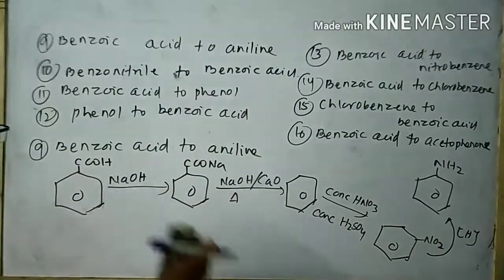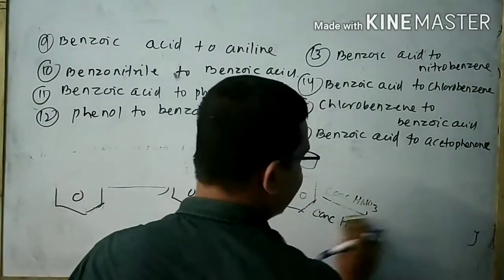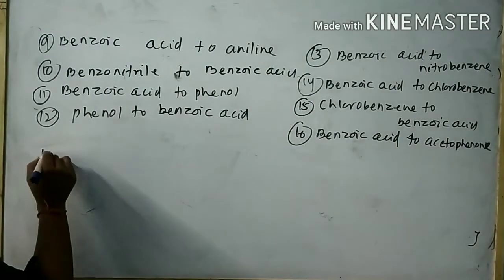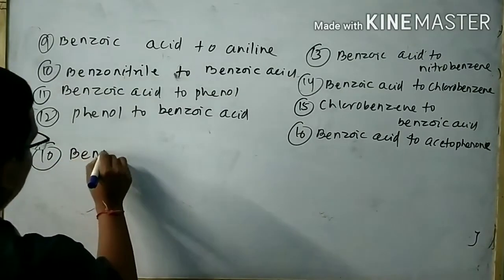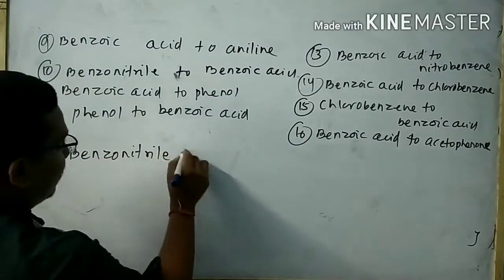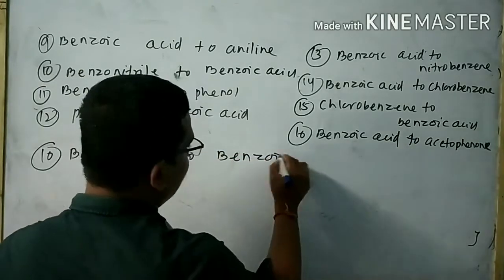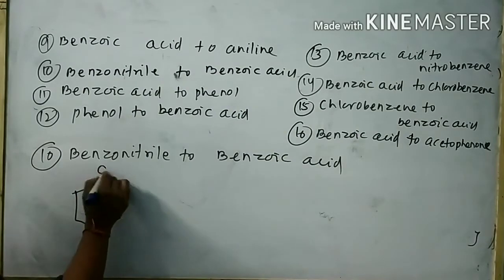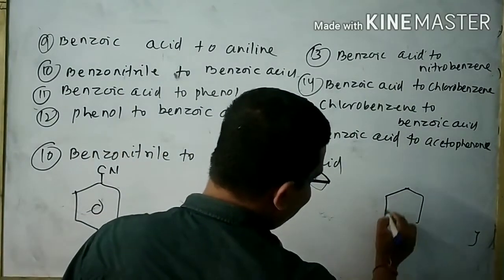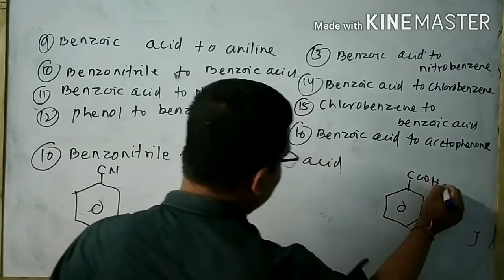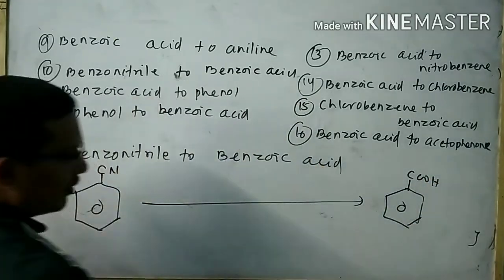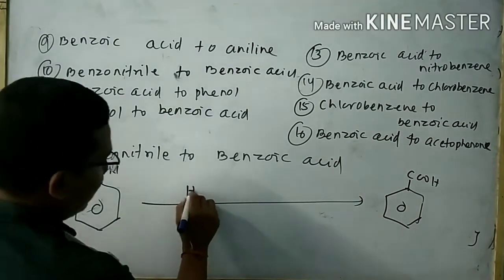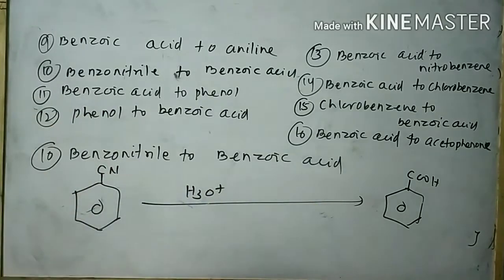Now I will do question number 10, that is benzonitrile to benzoic acid. The structure of benzonitrile is this. The structure of benzoic acid is this. It is a simple reaction, only need the acid hydrolysis. That means when benzonitrile undergoes acid hydrolysis, then benzoic acid is formed.